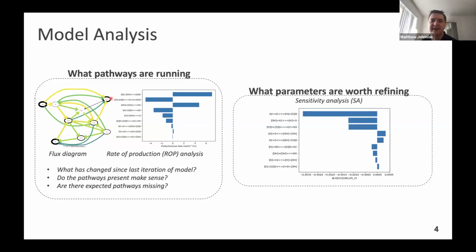It lets you look at the chemistry that's happening and decide whether it makes sense and whether anything is missing. And then the other major component of this is sensitivity analysis, which is broadly about figuring out what parameters you should be refining, calculating, digging up in literature, or taking a closer look at.